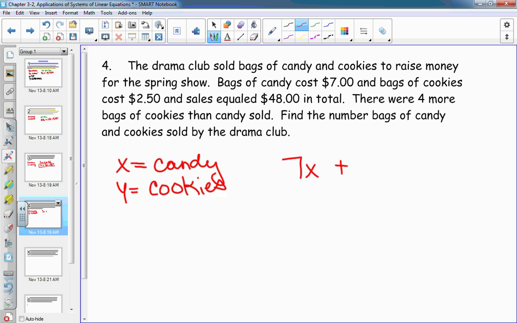Bags of cookies cost $2.50. 2.5y. And that equals, how much did we spend total? $48, right? Now it says there are 4 more bags of cookies than candy sold.